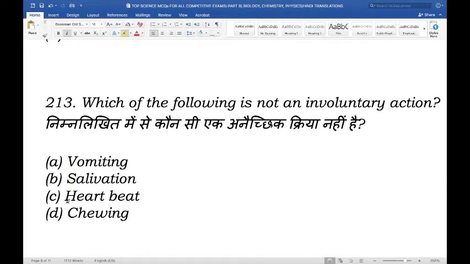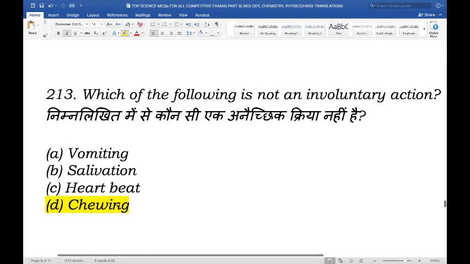And the right answer here is D. Because actions such as vomiting, salivation, and heartbeat take place without conscious willingness, whereas chewing is a voluntary action.